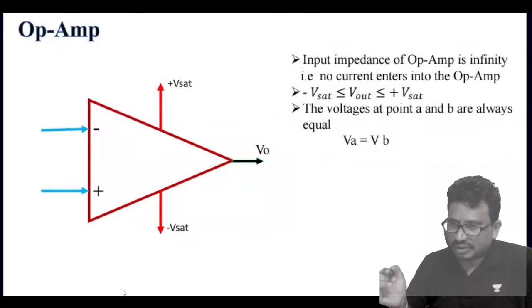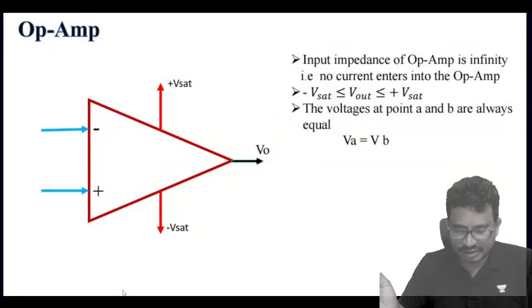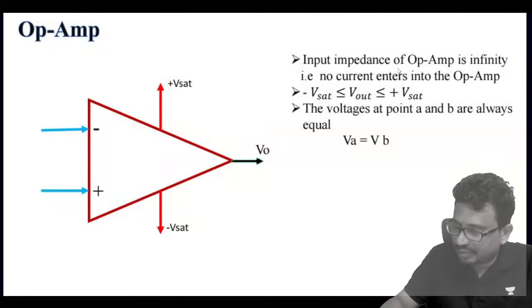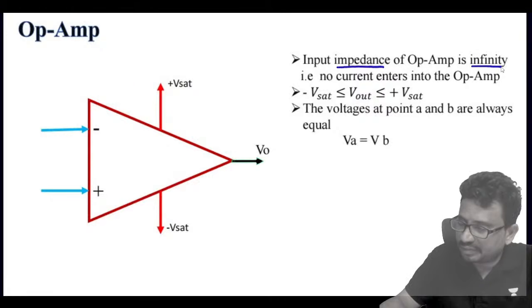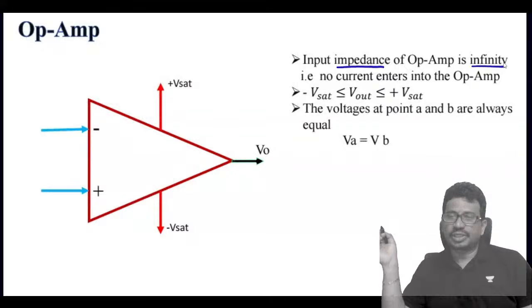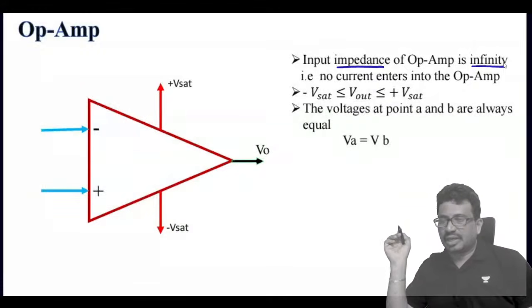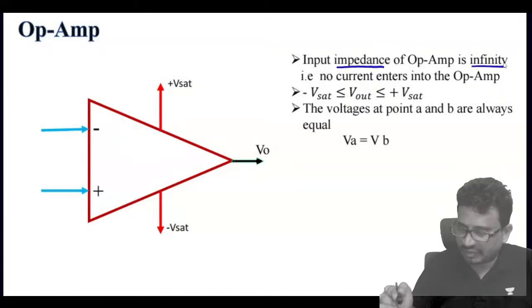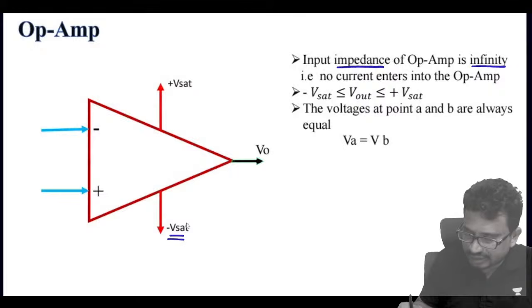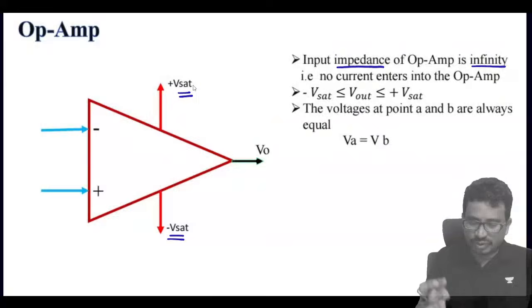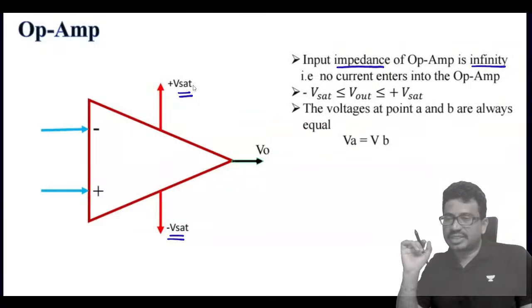So this ideal op-amp will have some characteristics. The characteristics of an ideal op-amp: the input impedance of an ideal op-amp is infinity. Input impedance is infinity. That means no current will enter. And another most important one, the output of this op-amp will lie between minus VSAT and plus VSAT. It can never be more than that and never be less than that.